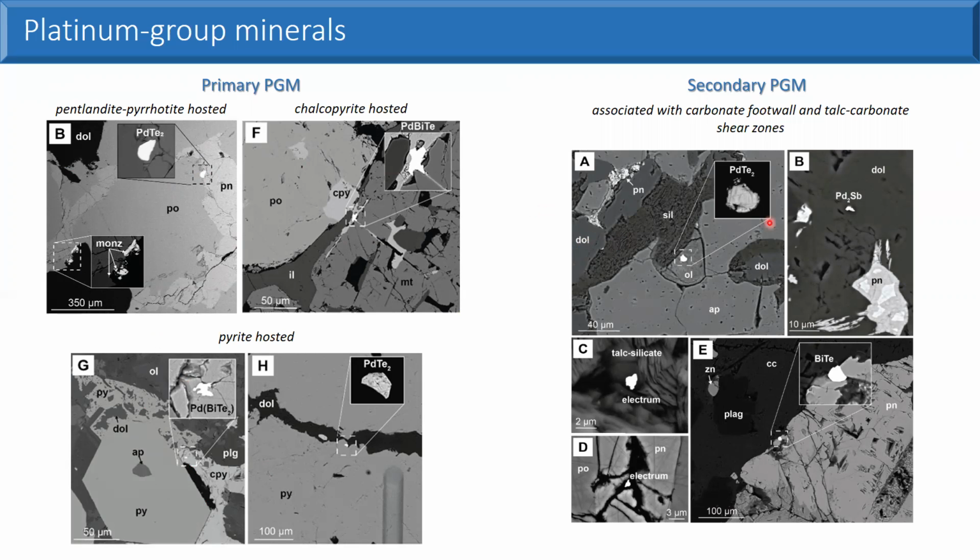So in the top images, we've got the PGMs as palladium tellurides and palladium antimonides, as well as bismuthides, hosted entirely within silicates, but in close spatial association with the pentlandite. And these styles are also associated with rare electrum. Notably, in the bottom right images we've got tellurium tellurides as PGE tellurides, and here we've got bismuth tellurides, but hosted within pentlandite.